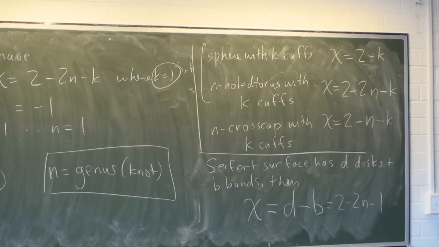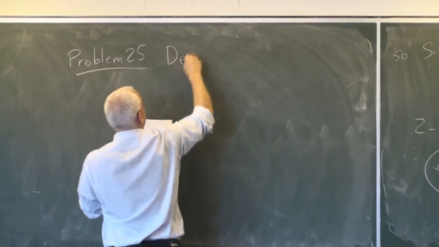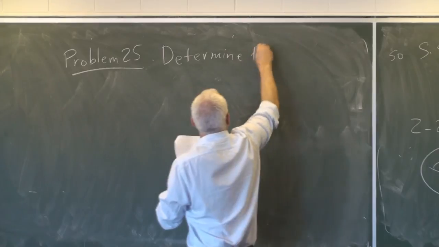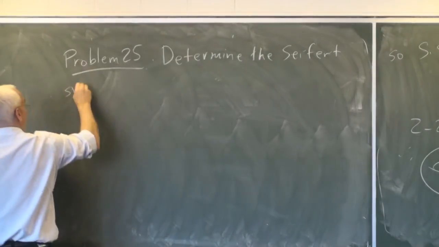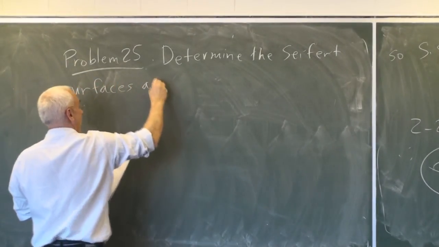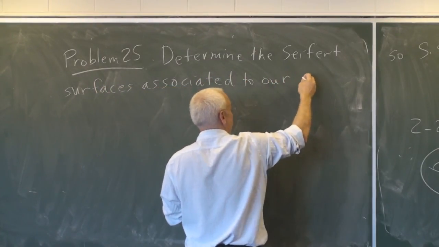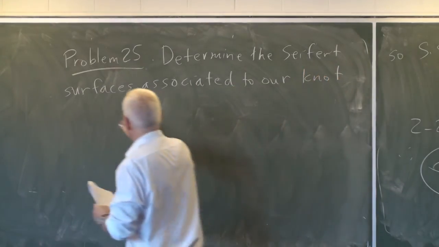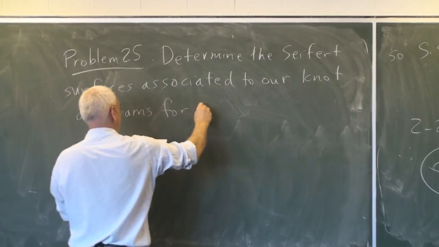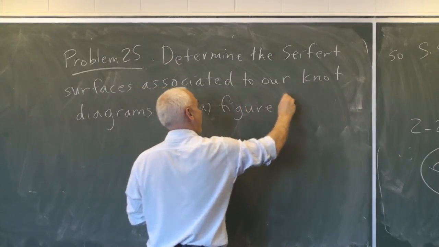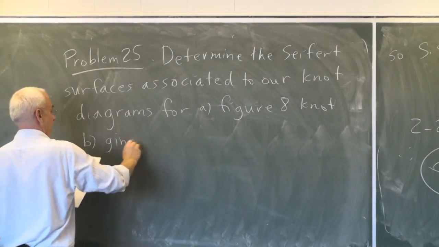So problem 25. Determine the Siefert surfaces associated to our planar knot diagrams for A, the figure 8 knot, and B, the gingerbread man knot.